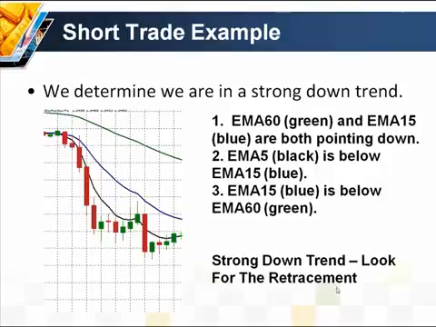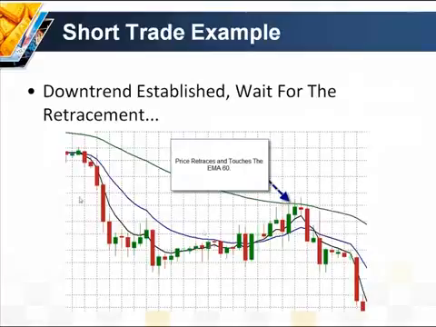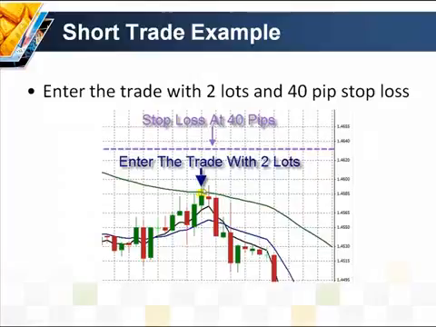We look for the retracement. And when the retracement occurs, that's our indication to enter the trade. So we've established that we are in a downtrend. We wait for the retracement, and showing that on a chart, here's the portion of the chart where we establish the downtrend. We wait for the price to retrace until it touches the EMA 60, which is the green line. And at that point, we enter the trade. We enter with 2 lots, and we set a stop loss at 40 pips back from our entry point. So in this case, we would enter short as soon as the green bar touched the green line right here, showing it on the chart.